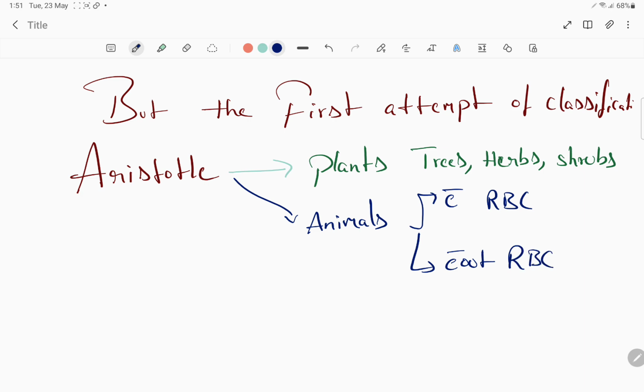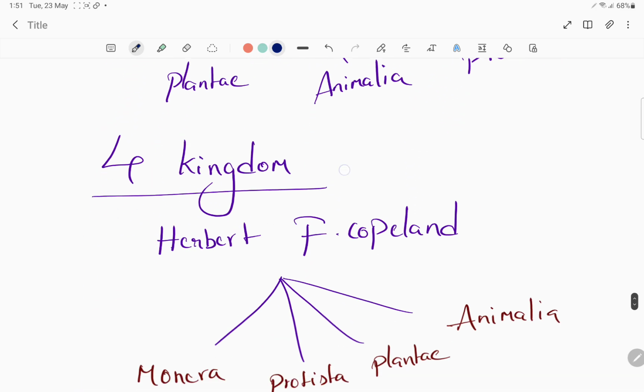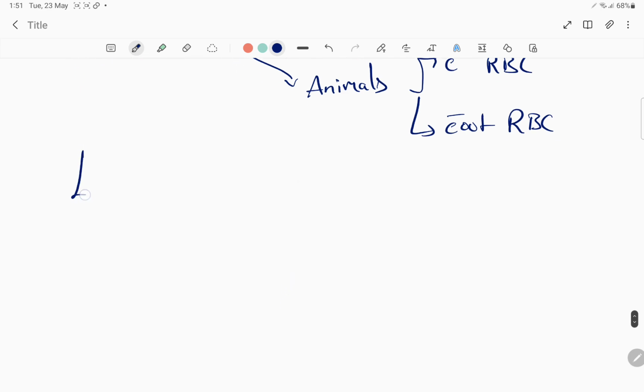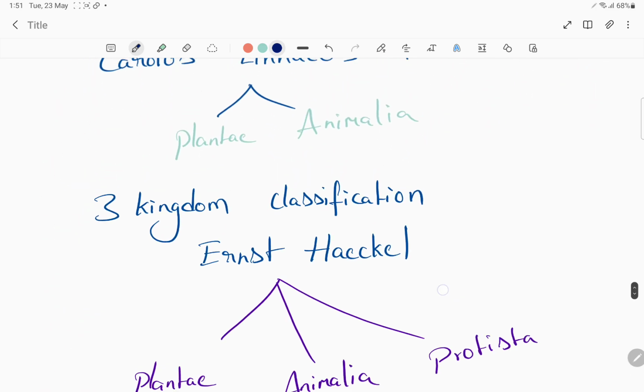So this is a very short review on the different types of classification. And Linnaeus is considered the father of modern taxonomy, and he is the person behind binomial nomenclature. So that's it, a very brief look at biological classification.